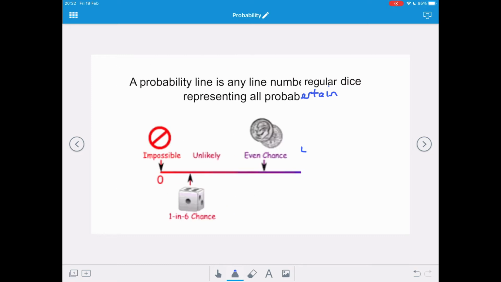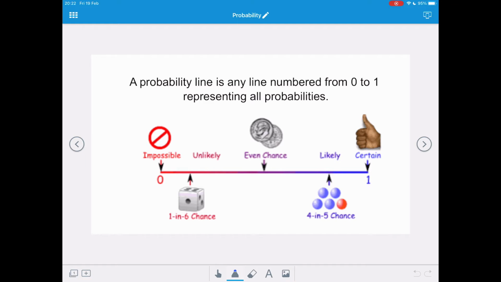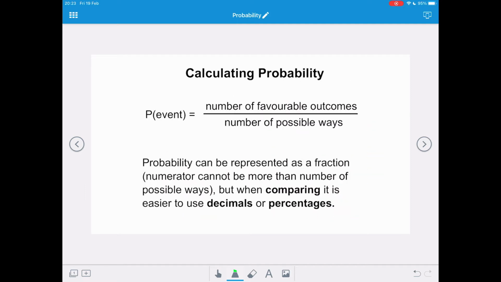A probability line is any line numbered from 0 to 1 representing all probabilities. So you can see that 0 represents impossible, so something that won't happen. And we've got certain at the other end of our probability line and even chance in the middle. We also have options of unlikely, likely, sometimes you'll see very unlikely or very likely. And you can see that if we were just looking for one number on the dice, we would have a 1 in 6 chance, so that's unlikely. And if we wanted to pick a blue ball out of 5 balls, it's going to be likely.